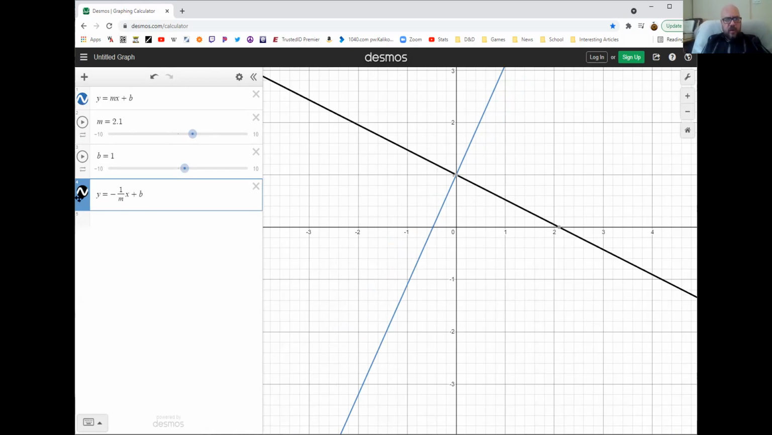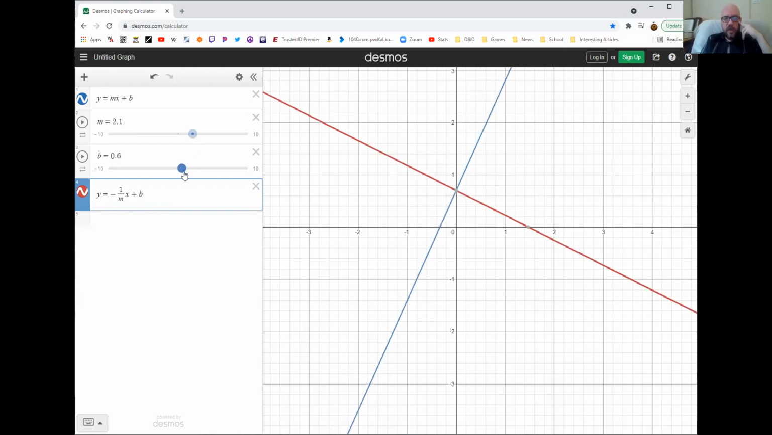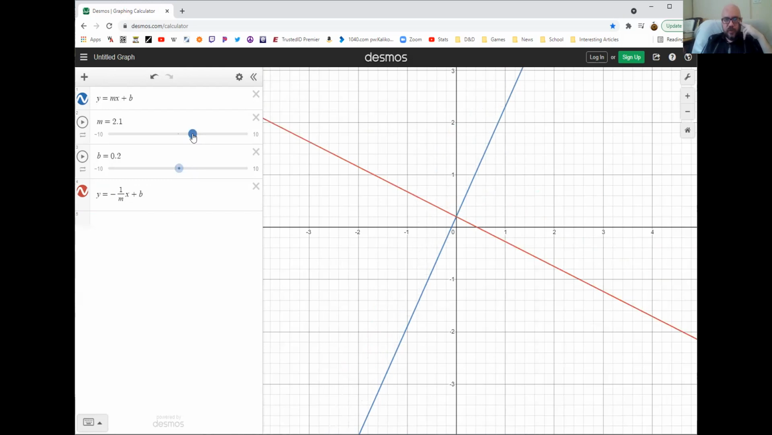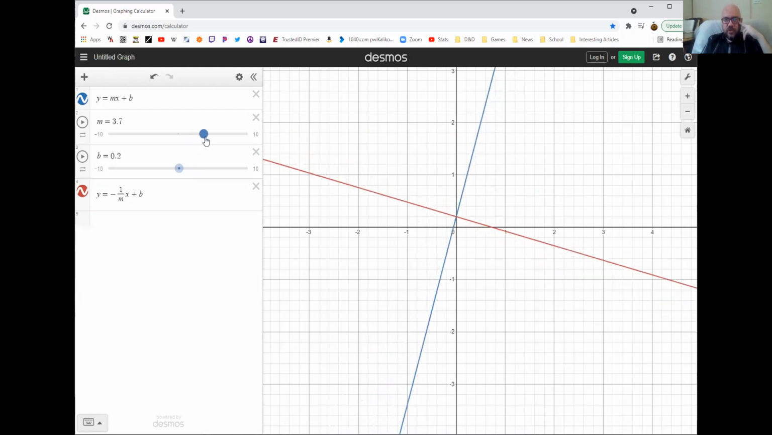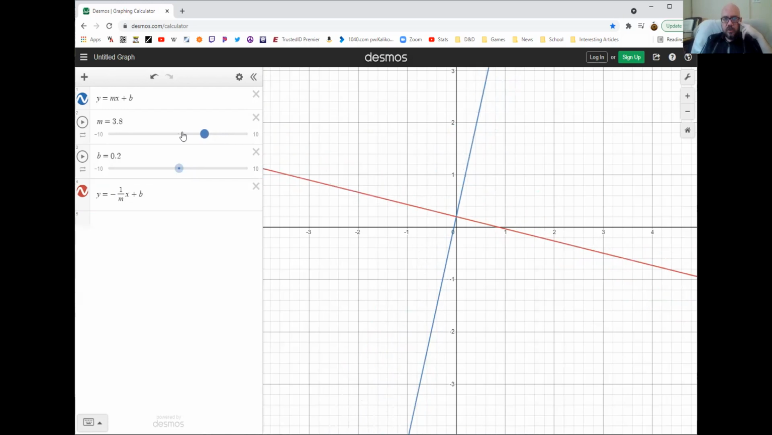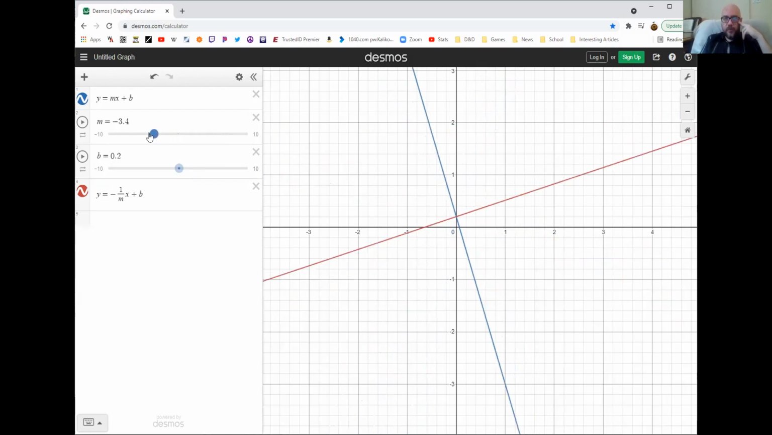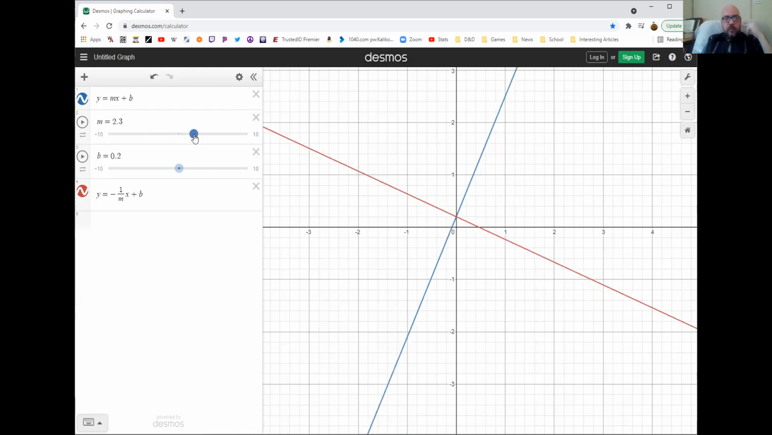So you might notice here, I'm going to make this red. With my red and blue lines here, as long as I change the sign and flip it over, take the reciprocal of the slope of one line, it gives me a perpendicular line. So here I can move b down closer to 0. Notice that however I adjust this, those are always right angles. Right? There's always a right angle between them. And so that's the relationship.